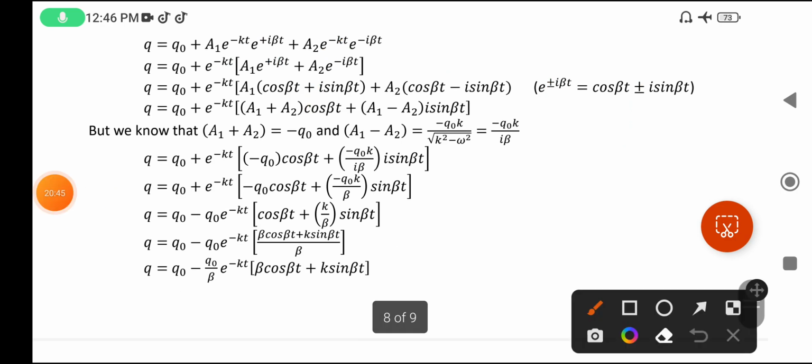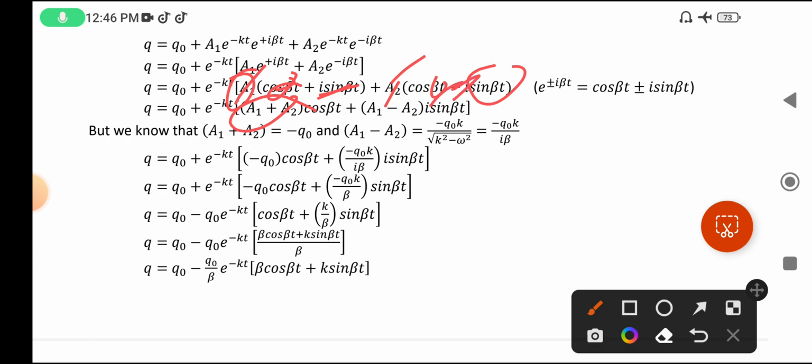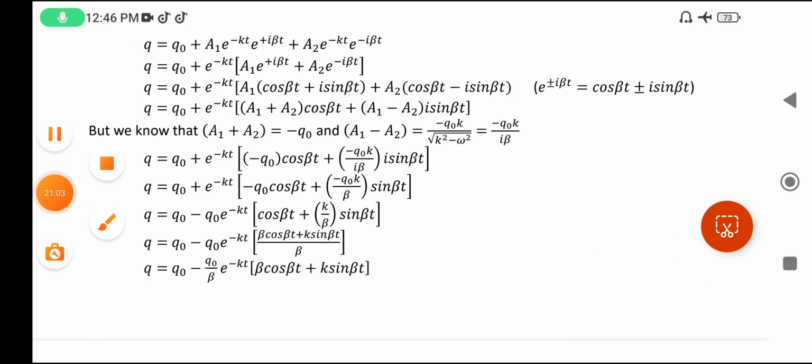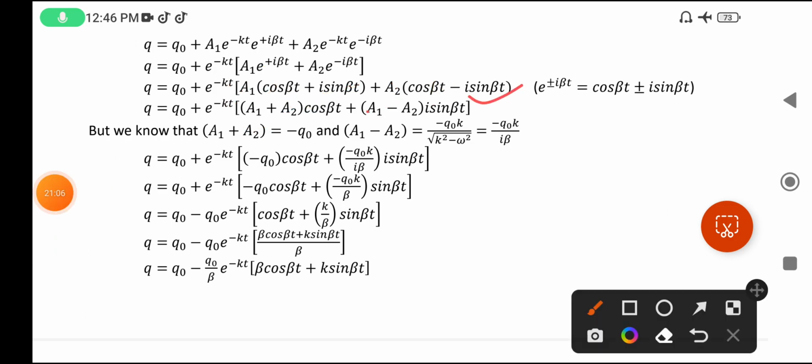Okay, now take cos beta t common. So here a1 and here a2, so a1 plus a2. Now take i sin beta t outside: i sin beta t here a1 and i sin beta t here minus a2. So then what do you get? You get an equation like this.